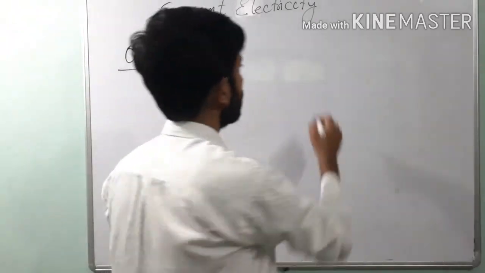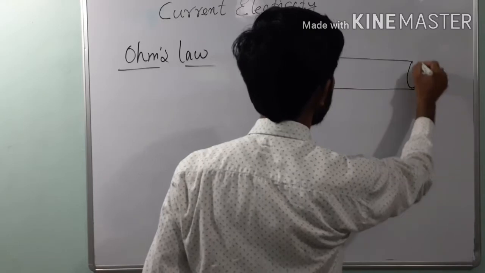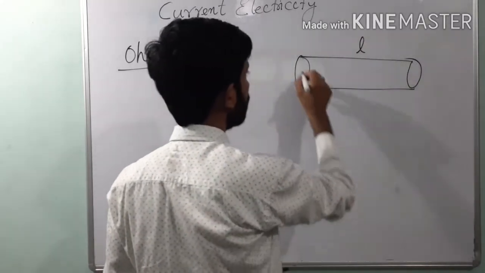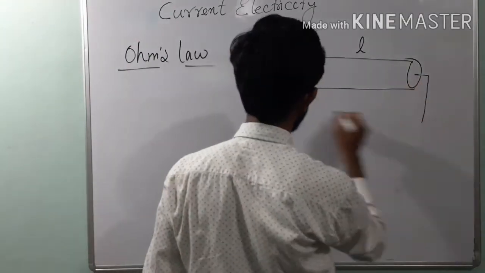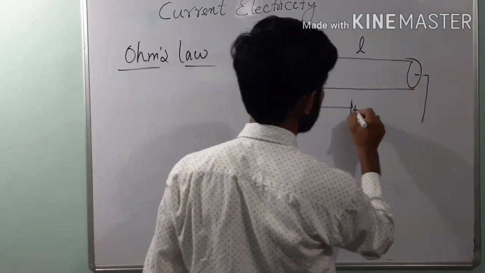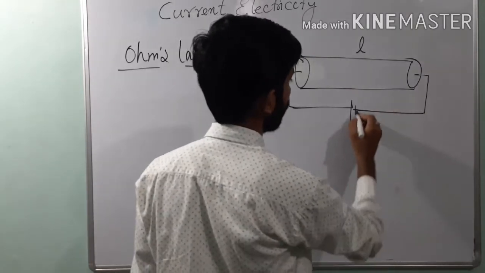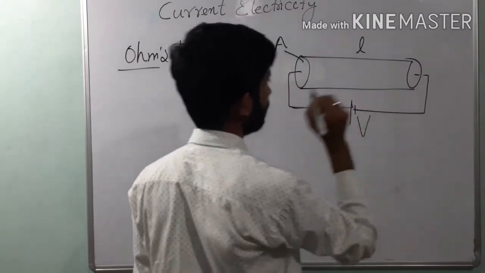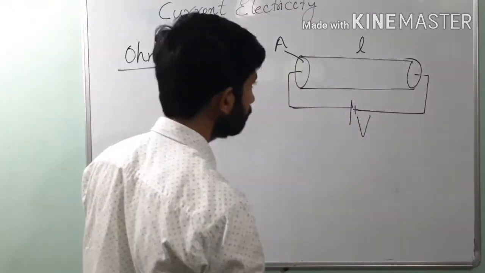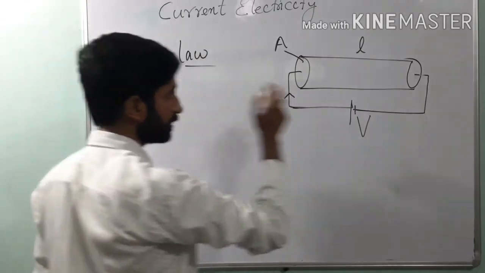So according to it, if this is a conductor of say length L and this is surface area A, and this is connected to a cell of EMF, or it's providing a voltage of V. So what happens? Current starts flowing. That is what?